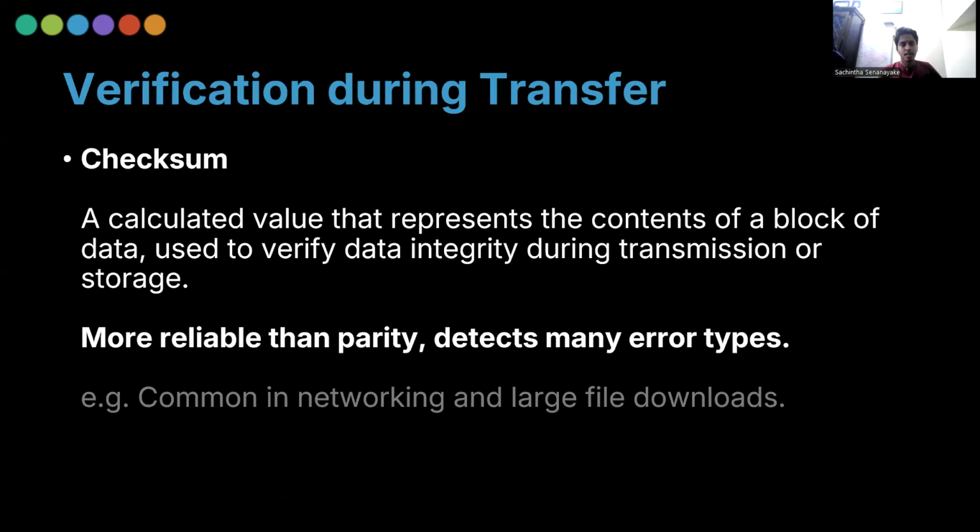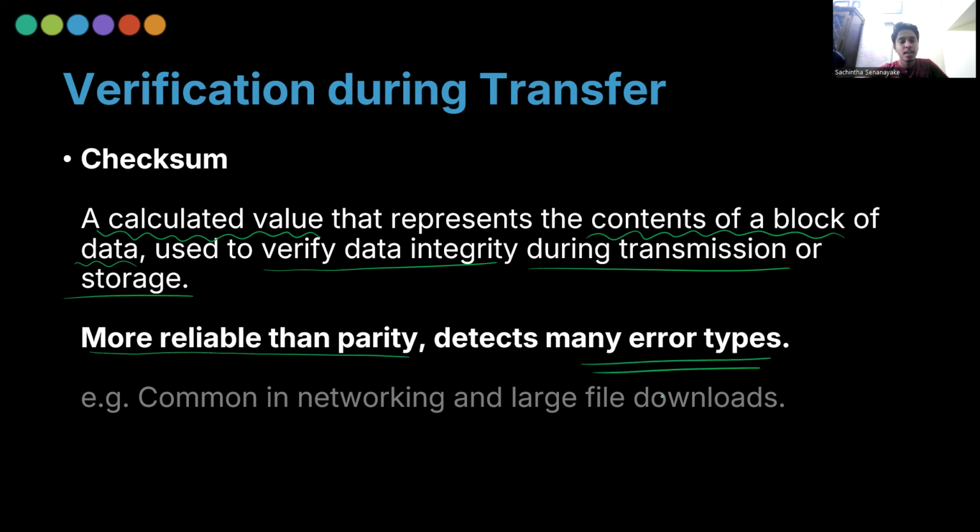Okay. Now, what's the next method of verification during transfer? The next method is to use a checksum. So we already discussed block parity and also normal parity, but now we're discussing checksum. A checksum is quite similar to a check digit, but it doesn't ensure validation, it ensures verification, where you have a calculated value that represents the contents of a block of data, used to verify data integrity during transmission or storage, right? It's more reliable than parity because it detects many error types, not only single bit errors. And checksums are commonplace in networking and large file downloads.